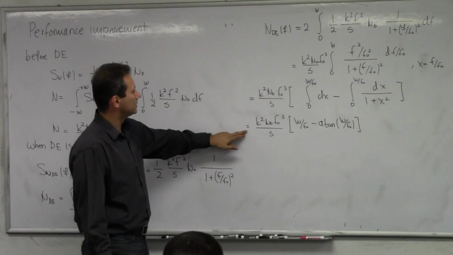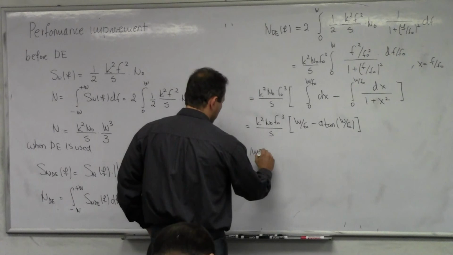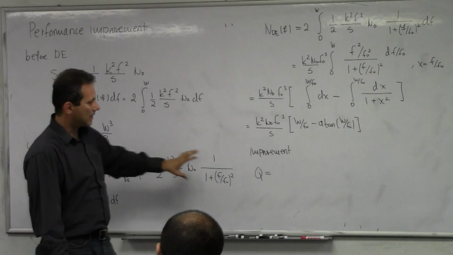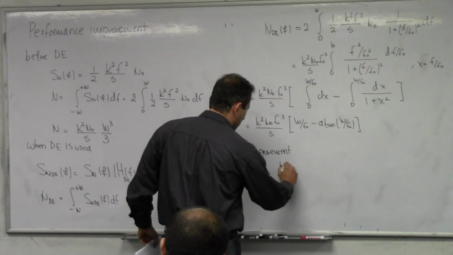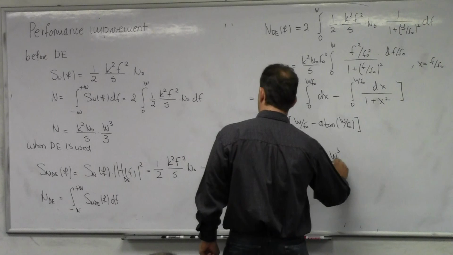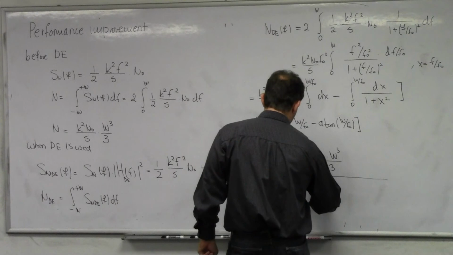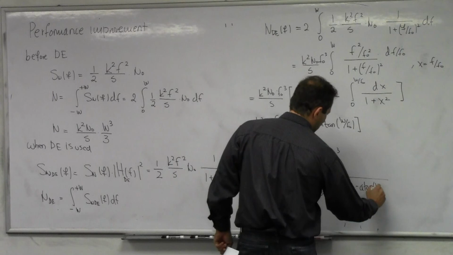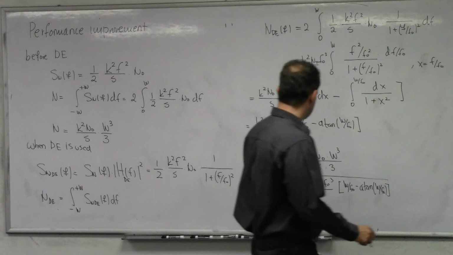So if you look at now, how big is the improvement? Let me call it Q. Q is going to be the ratio of all the noise before divided by the noise after, so N over N de-emphasized. It's going to be k squared N0 W cubed over s times 3, divided by k squared N0 f0 cubed over s times W over f0 minus arctangent W over f0. So that's the improvement. You can see a lot of things cancel.